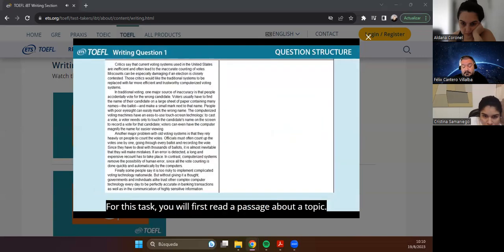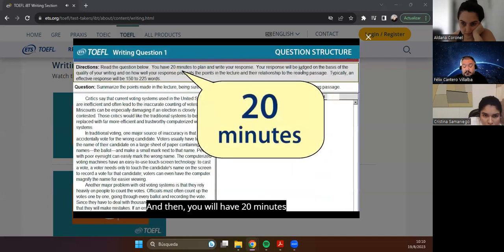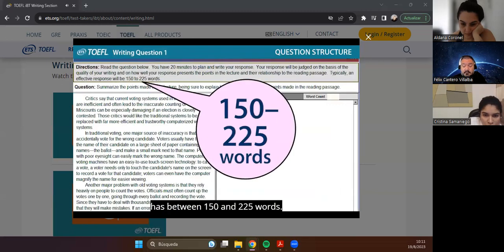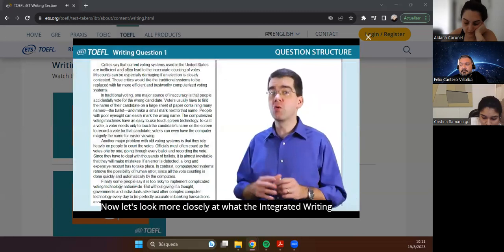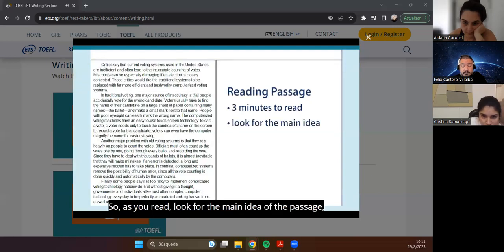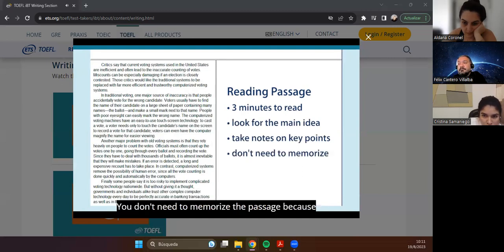For this task, you will first read a passage about a topic. Then you'll listen to a short lecture related to the same topic. And then you will have 20 minutes to type your response at the computer. There is no maximum length for your response, but typically an effective response has between 150 and 225 words. Now let's look more closely at what the integrated writing question is asking you to do. First, you'll see the reading passage, and you'll have 3 minutes to read it. So as you read, look for the main idea of the passage and take notes about key points that relate to that main idea. You don't need to memorize the passage because it will reappear on your screen when it's time to write.